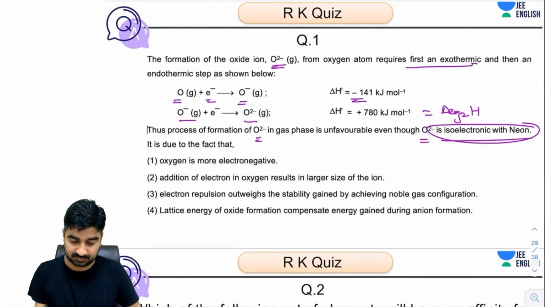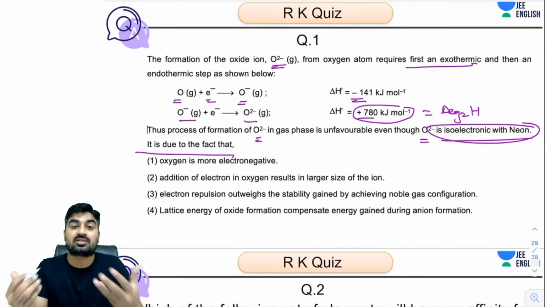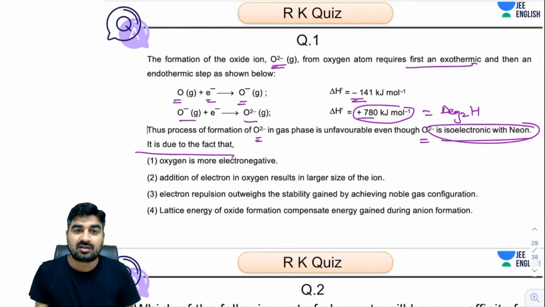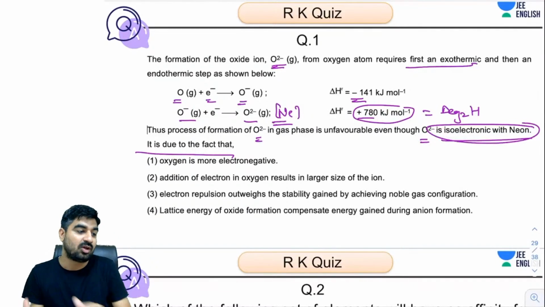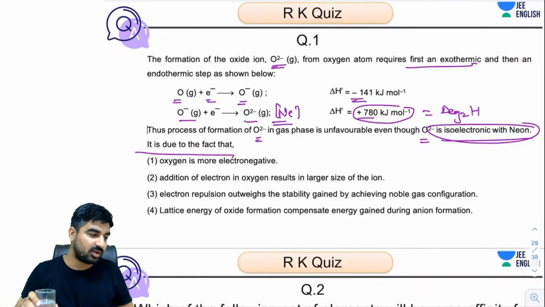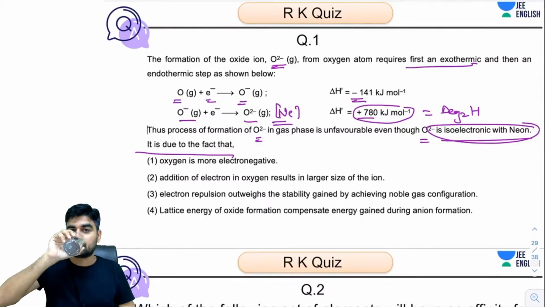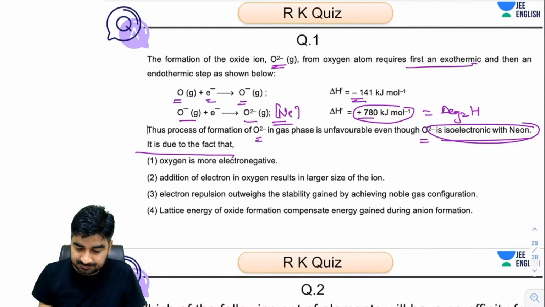So what will happen now? It is due to the fact... why? Actually, here also energy should have been released, but we have to provide a very large amount of energy. Although after getting two electrons it gets the configuration of Ne, and everything wants to achieve the configuration of Ne. Got it? So how will you do it? So what is the reason behind it?